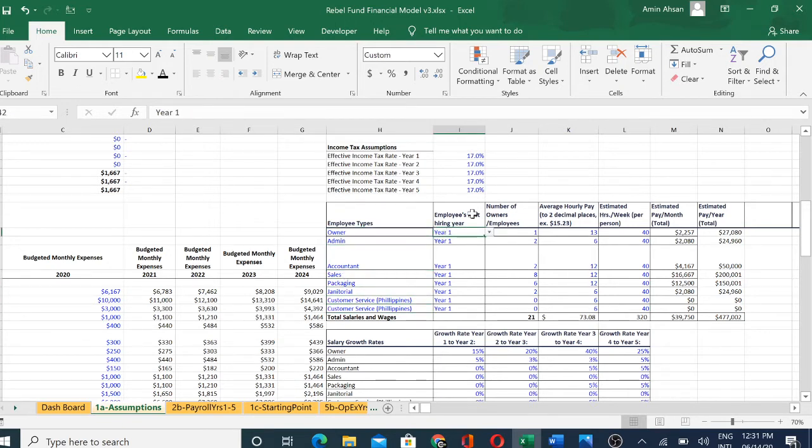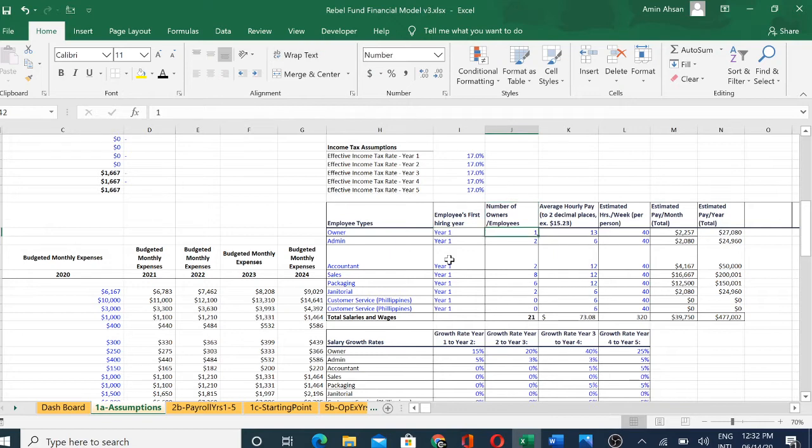So employees first year of hiring, if you want to hire any, for example, these are salespersons. If you want to hire a salesperson in year 4, then you can just enter 4. So it will charge the cost of sale in the payroll from year 4, not in year 1. So I have assumed that I have hired all the employees in the first year.